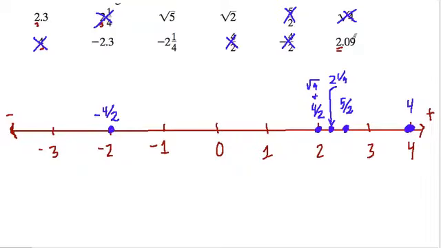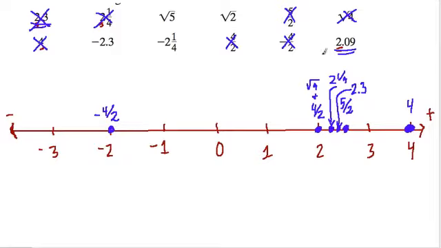2.09 and 2.3 also have to be squeezed in here. Okay, so where's 2.09 going to go and where's 2.3 going to go? Well, 2.3 is above 2.25 but below 2.5. So it's going to go about right here. We're estimating. Draw an arrow because I ran out of room. That's 2.3. Cross it out.